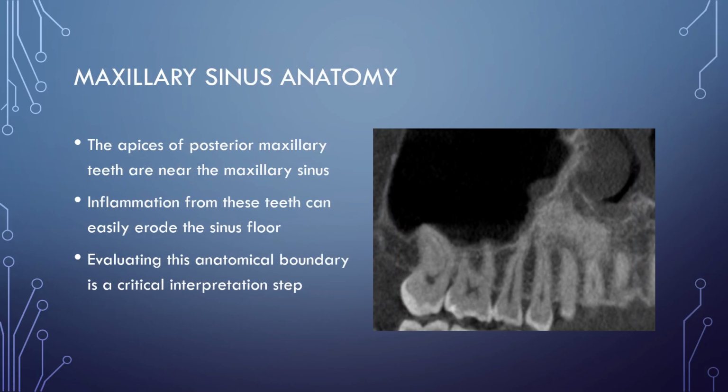When interpreting CBCT scans of the posterior maxilla, you must always evaluate the close anatomical relationship between the roots of the maxillary teeth and the floor of the maxillary sinus. Because the apices of these posterior teeth often sit intimately close to the sinus cavity, dental infections can easily cross this boundary. When a maxillary tooth becomes necrotic, the resulting periapical inflammation can rapidly erode the thin cortical bone separating the root apex from the sinus floor.